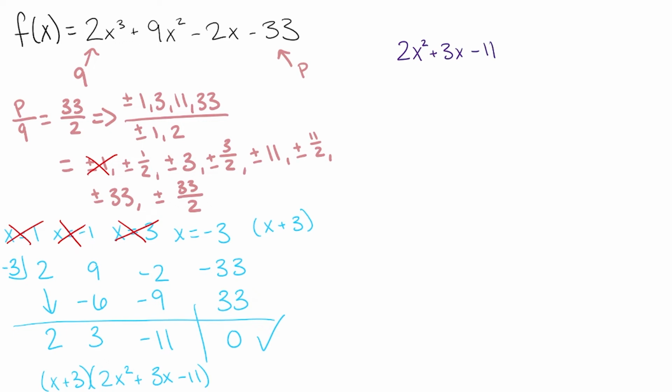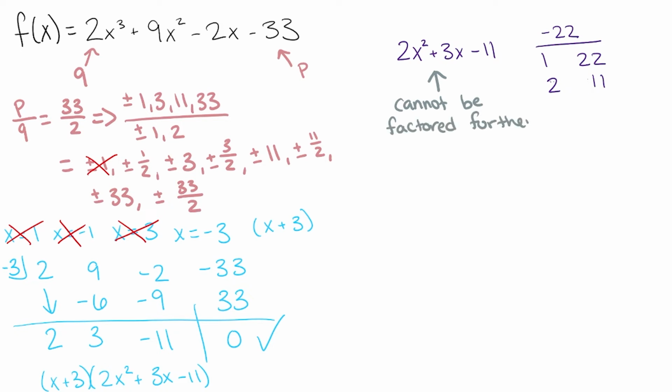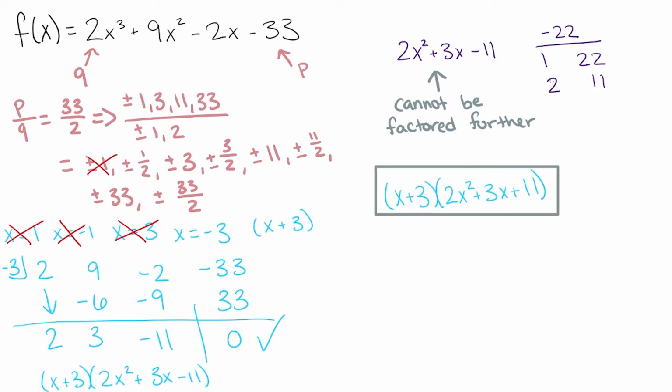So our a times our c is 2 times negative 11. This is equal to negative 22. The factors of negative 22 are 1 and 22, and 2 and 11. None of these factors add up to give us 3. So this polynomial cannot be factored further. This means our final answer for this factored polynomial is going to be x plus 3 times 2x squared plus 3x minus 11. That is our fully factored form for our polynomial.